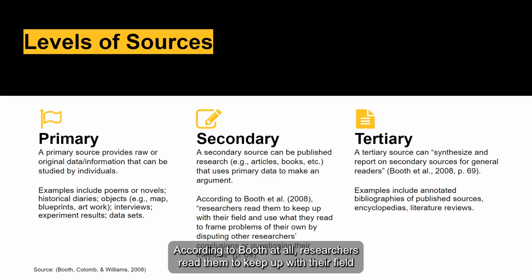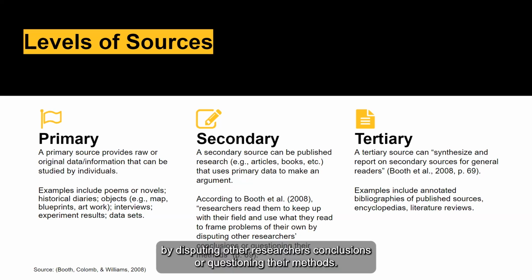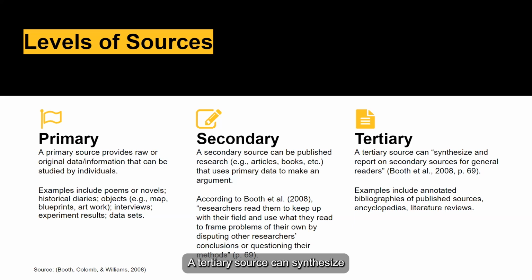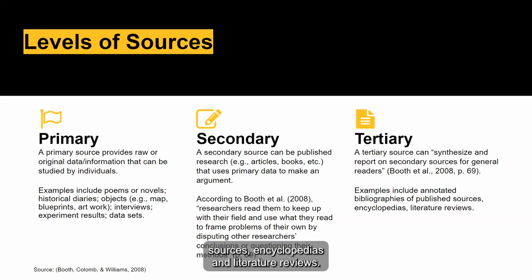A secondary source can be published research, like articles or books, that uses primary data to make an argument. According to Booth et al., researchers read them to keep up with their field and use what they read to frame problems of their own by disputing other researchers' conclusions or questioning their methods. A tertiary source can synthesize and report on secondary sources for general readers. Examples include annotated bibliographies of published sources, encyclopedias, and literature reviews.